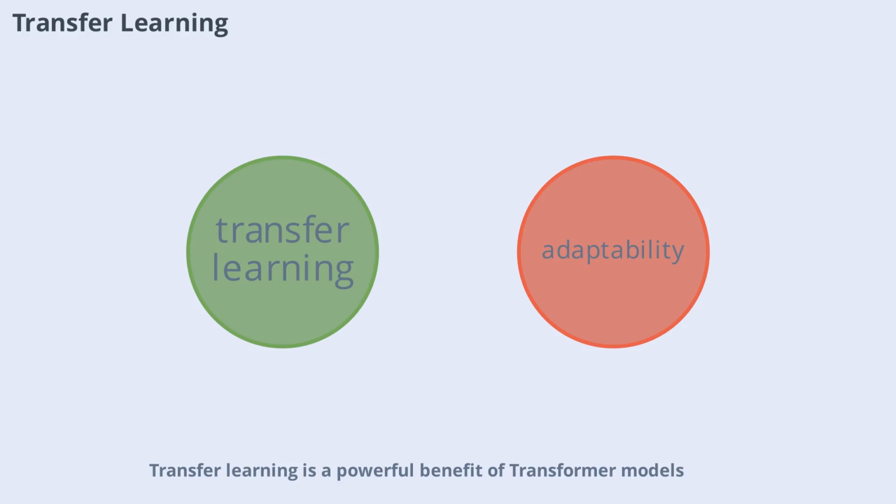Transfer learning is a powerful benefit of transformer models. By leveraging knowledge gained during pre-training, these models can be quickly adapted to new tasks with relatively little labeled data. This approach has enabled rapid progress in fields like natural language understanding, question answering, and sentiment analysis.